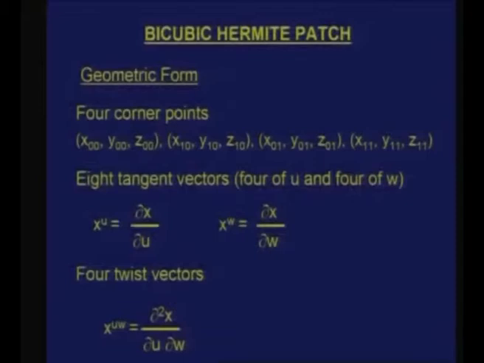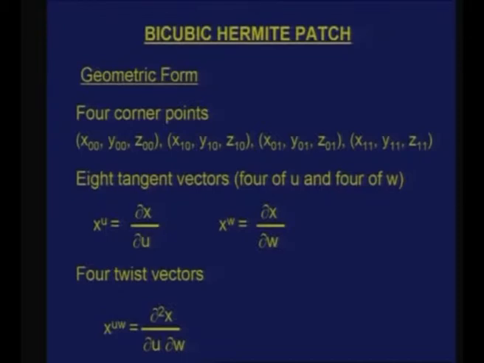the curve could be defined by specifying two endpoints, that is the start point and end point, and the tangent vectors at the two endpoints, which could completely define the geometric form of a cubic curve.